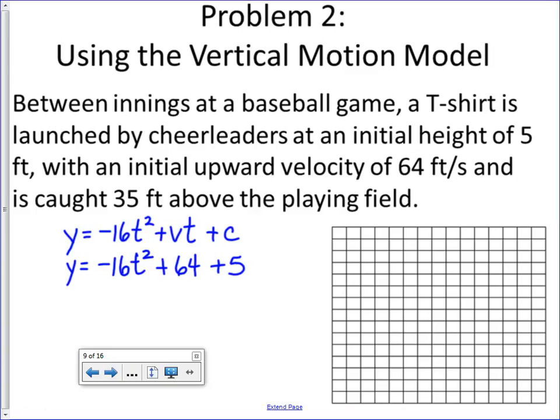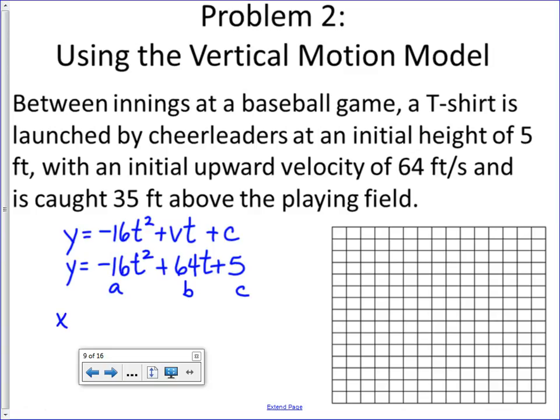All right? So what we're going to do, and I left out my t here. Let me put the t in. That's important. We're going to follow the same steps that we used for graphing a model. First thing we want to do is find the axis of symmetry, which is the x-coordinate of our graph. And we know that a is negative 16. We know that b is 64 and c is 5.